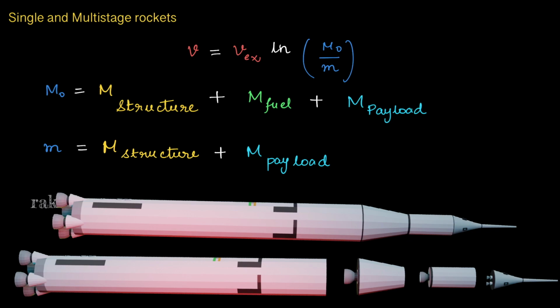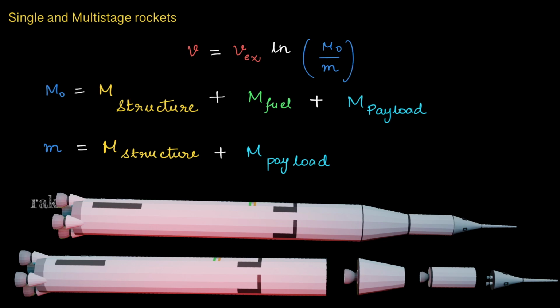99% of the rocket consists of structure and fuel. Only 1% is the payload, which means if you want to put 1 kg of payload into orbit, you require 99 kgs of structure plus fuel. This is the reason why space programs are very expensive. Next, the small m here is the final mass when all the fuel has burnt out. So the final mass small m is mass of structure plus mass of payload. Finally the fuel is burnt and you just have mass of structure and mass of payload.